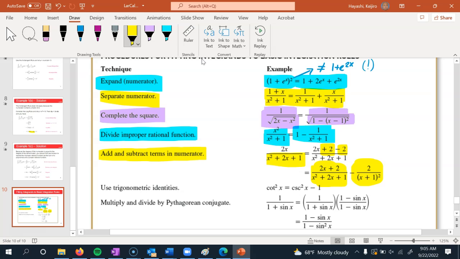And that's if you fold up x squared plus 2x plus 1 into being (x plus 1) squared. The reason it becomes (x plus 1) squared is because a squared plus 2ab plus b squared is (a plus b) squared.